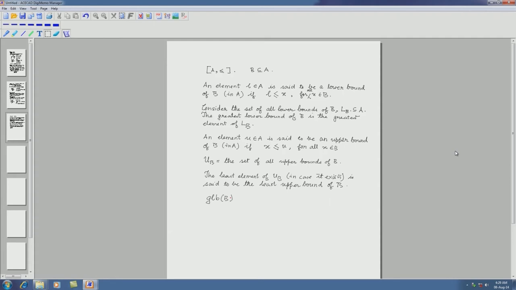Now, there are some short forms. We will be writing the greatest lower bound of B simply as GLB of B, and the least upper bound of B will be written as LUB of B.